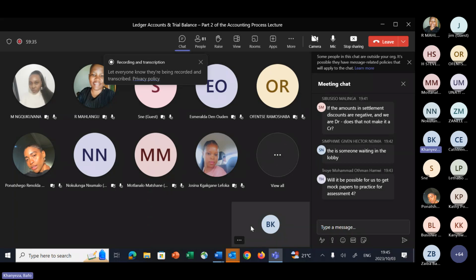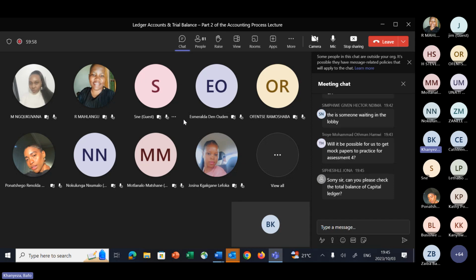If somebody is waiting in the lobby, put them in. I don't know why it is still doing the lobby thing, because I made everybody join automatically. So please put the people who are in the lobby in.